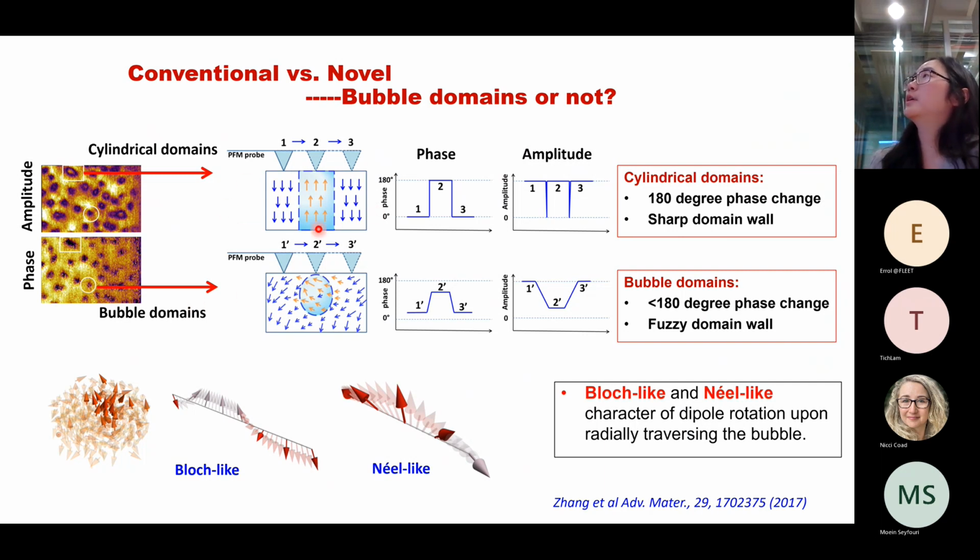This is because the up and down domains, the 180-degree domains, give a very clear domain wall. At the wall, there's no piezo response, so it gives zero amplitude. And the phase will give a very clear 180-degree phase difference. But for the bubble domains, because they show this tilted domain structure and there are no very sharp domain walls, the amplitude will not go to zero, and the phase difference is less than 180 degrees.